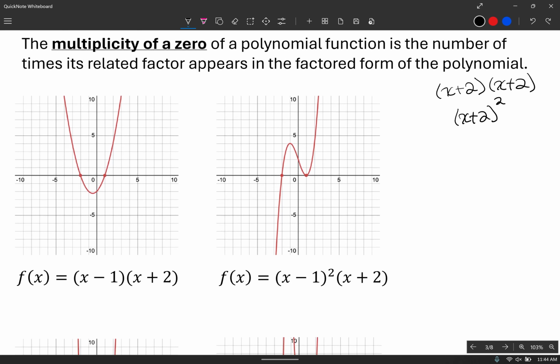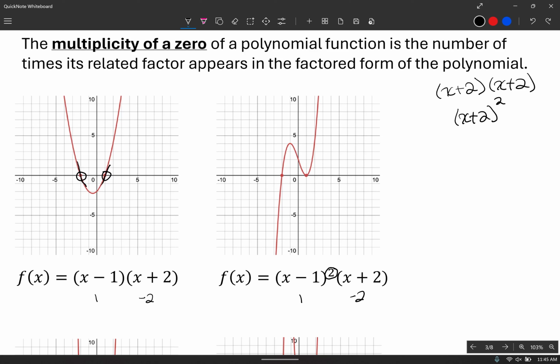So I've given the same function here. I've just changed the multiplicity of one of the factors. So if you look at this first one, I can see that I have zeros at 1 and negative 2, so x-intercepts at 1 and negative 2. And I just have one of each of those, and it crosses over. It just crosses over and continues, and crosses over and continues at those 2 points. When I have a multiplicity of 2, so on the factor of x minus 1, which would be a zero of 1.